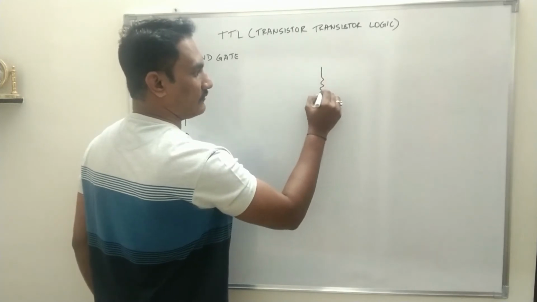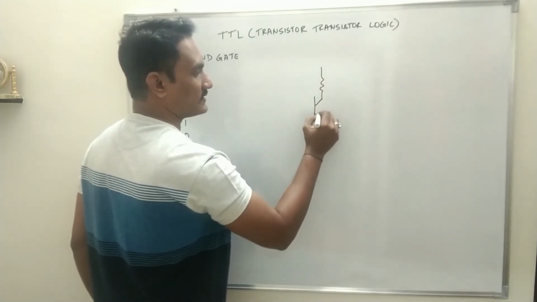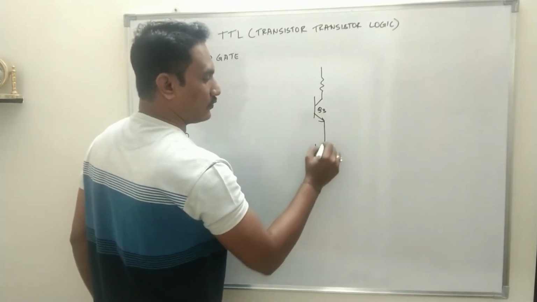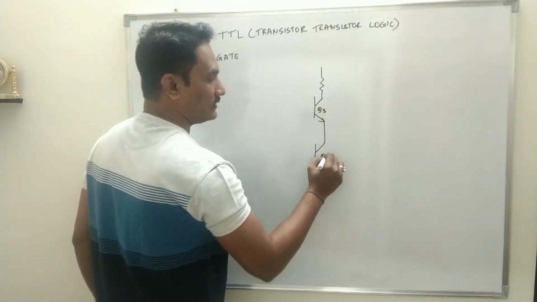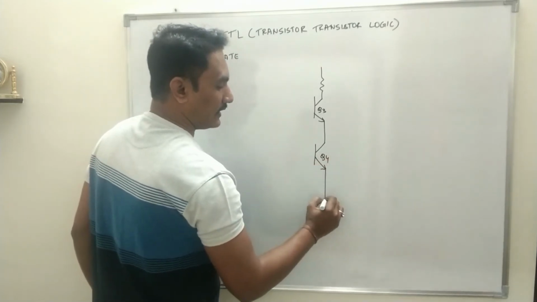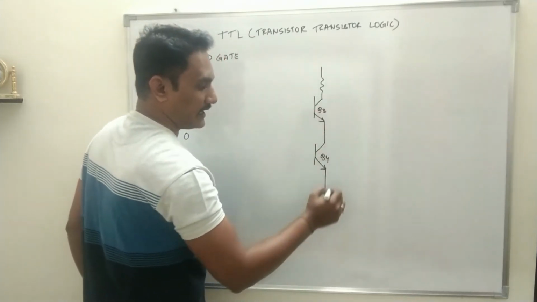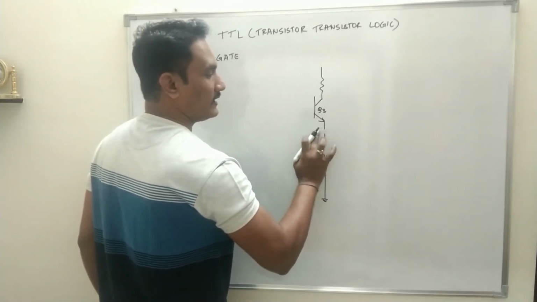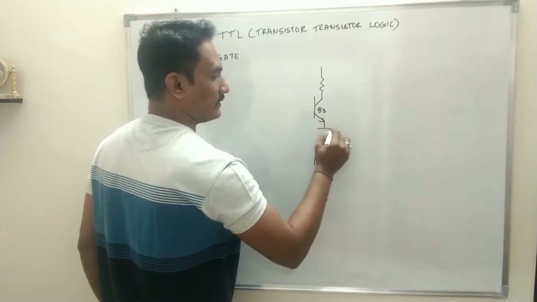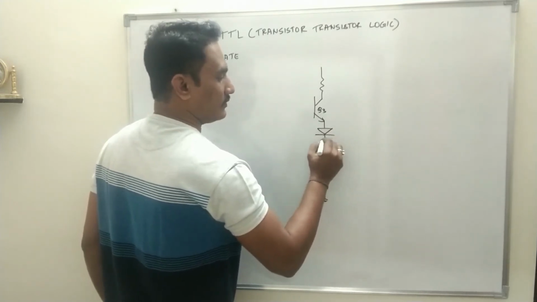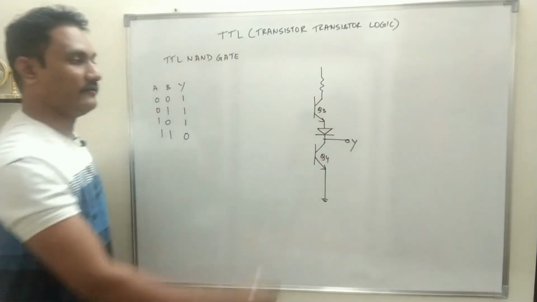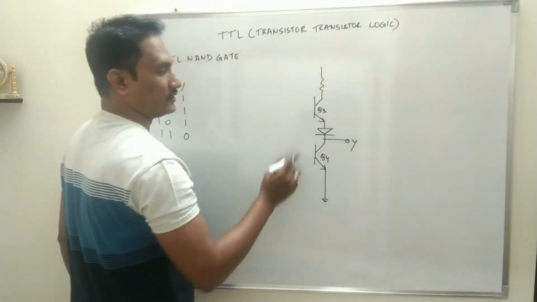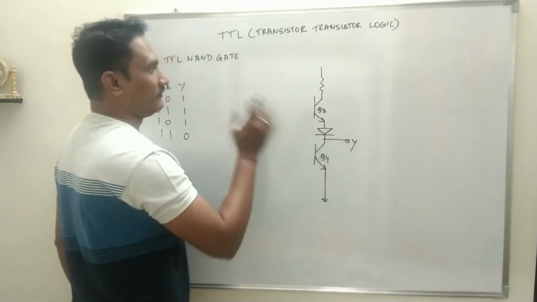At the output part, we will connect 2 transistors in series. I will name them Q3 and Q4. The 2 transistors Q3 and Q4 are connected between a positive supply and ground. Between Q3 and Q4 will be a diode, a PN junction diode, and here the output Y will be taken. So this is the basic output structure of the TTL NAND gate.